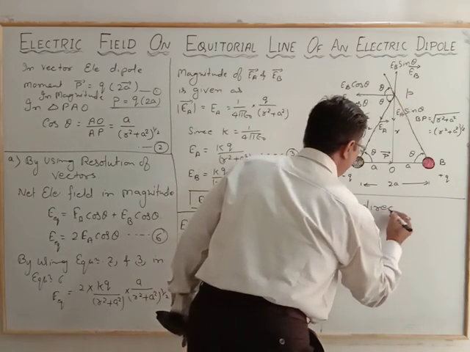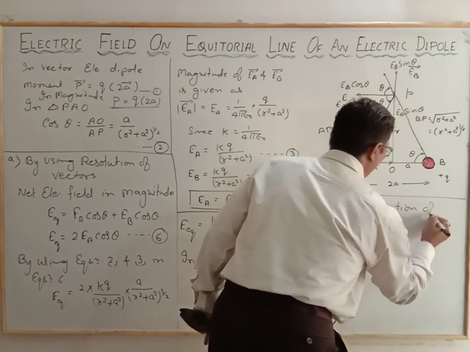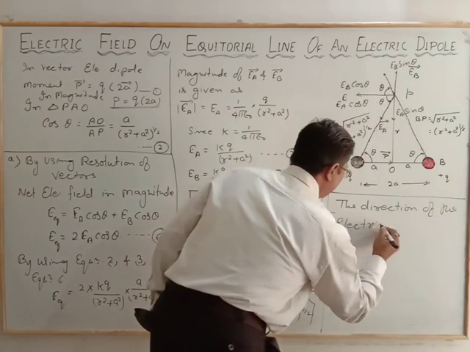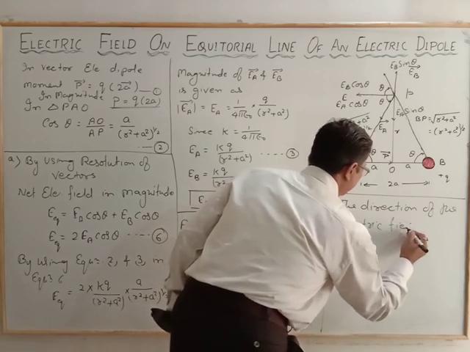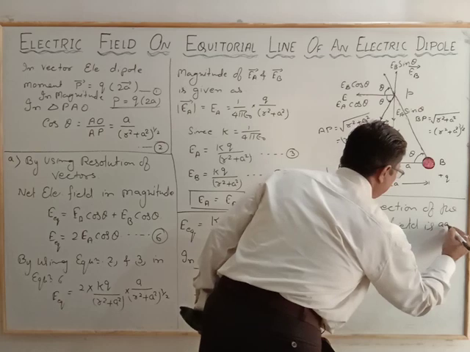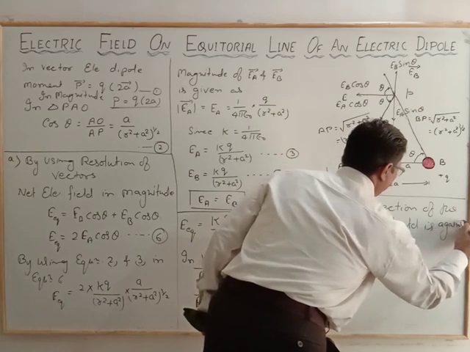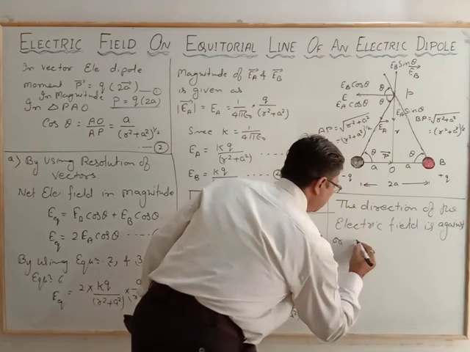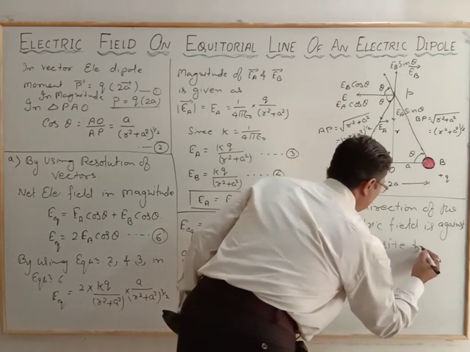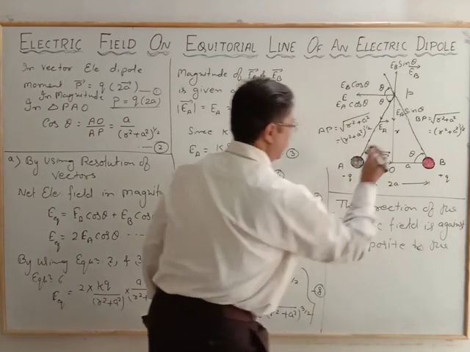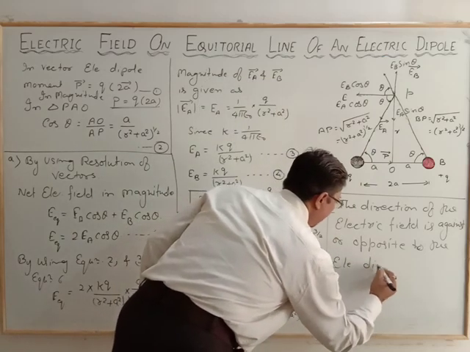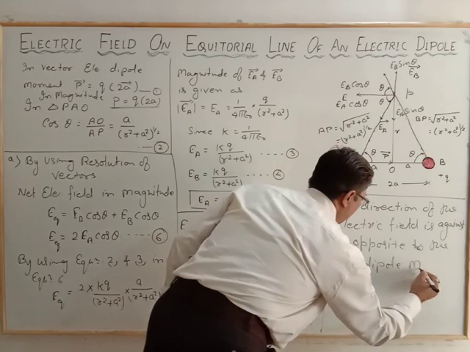The direction of the electric field is against, or opposite, to the electric dipole moment.